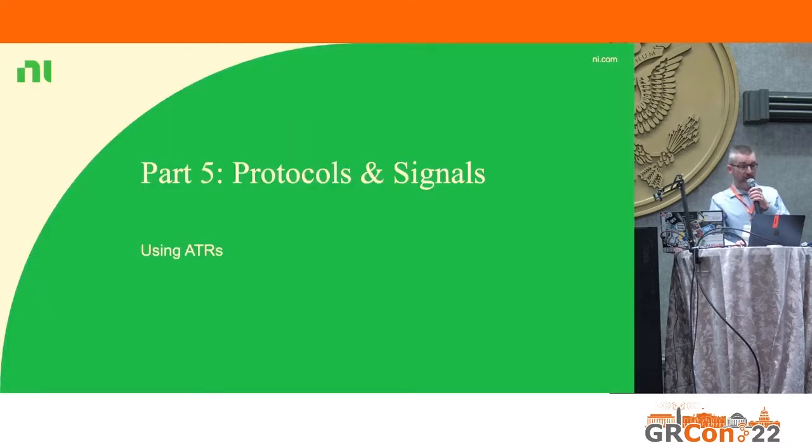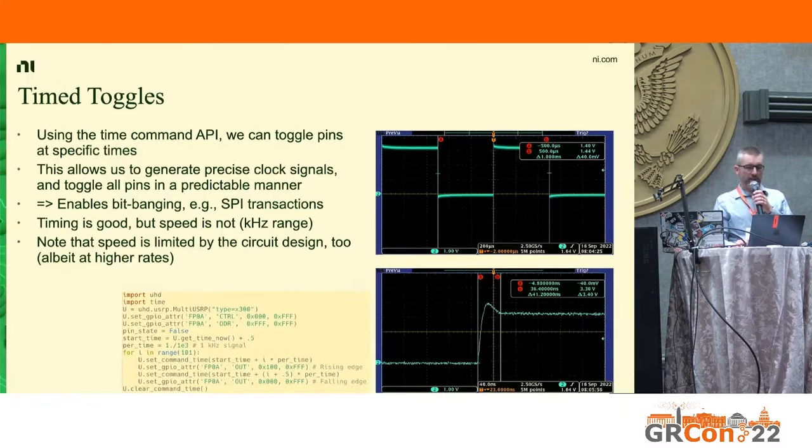Okay, finally, protocols and signals. This is where it gets really interesting. Now, blinking LEDs is nice to get started, but that's not really the killer feature. So what am I talking about here? I mentioned already that we can use time commands to set GPIOs to go high or low. Here's a code snippet at the bottom where I do exactly that. This is similar to the LED blinky code snippet that I showed at the beginning. However, I am using this set command time API to decide when those toggles occur.